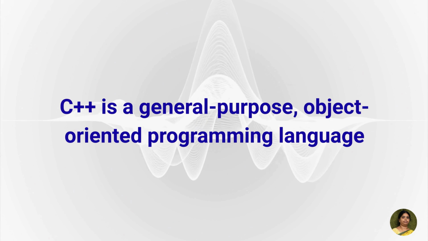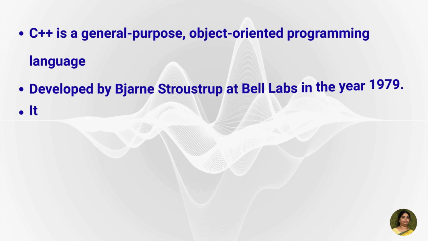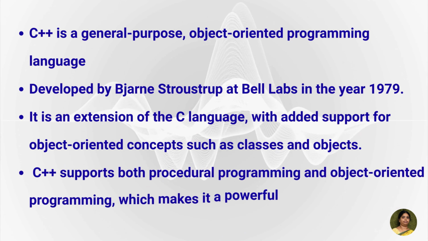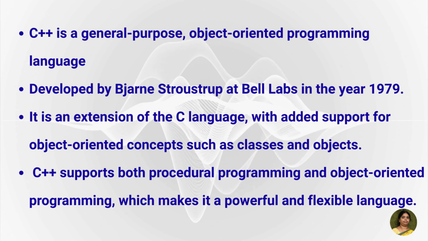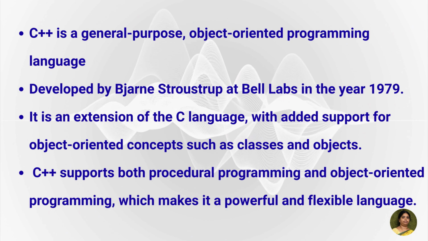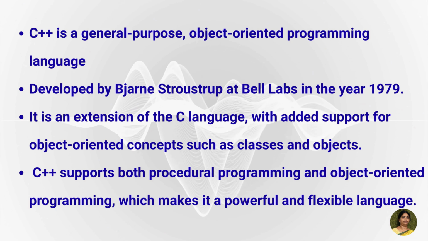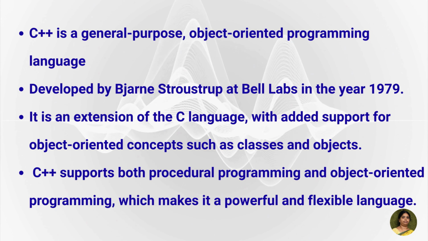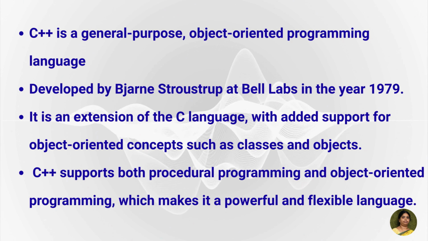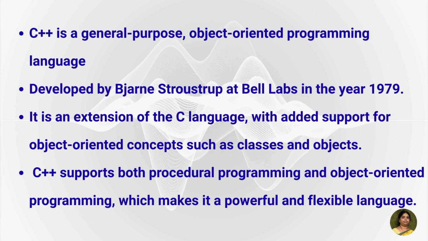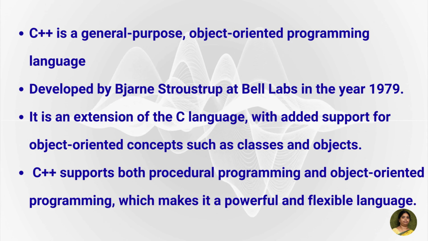CPP is a general-purpose object-oriented programming language developed by Bjarne Stroustrup at Bell Labs in the year 1979. It is an extension of the C programming language with added support for object-oriented concepts such as classes and objects. CPP supports both procedural programming and object-oriented programming, which makes it a powerful and flexible language. In simple words, CPP takes everything good about C and adds new features on top of it, especially the idea of objects.